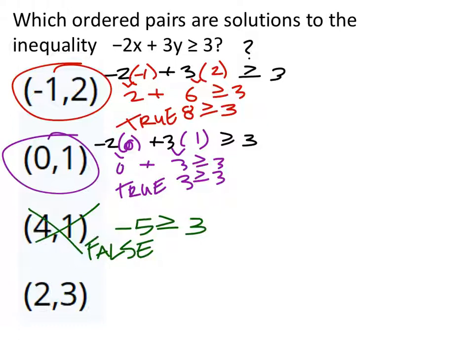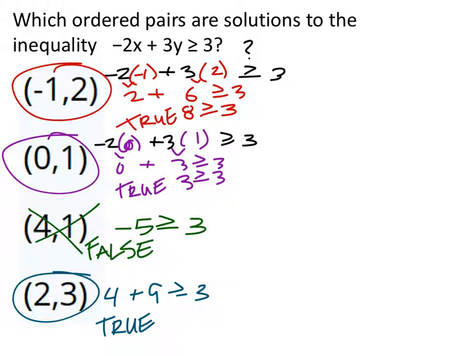2, 3 is a solution? I guess I should have done it first, right? So negative 2 times 2 is negative 4, plus 3 times 3 is 9. Yeah, that'll produce something that's greater than or equal to 3. So that is true. So this is a solution. Wouldn't it be negative 4? Yeah, negative 4 plus 9. Thank you. 5 is greater than or equal to 3. Still true.